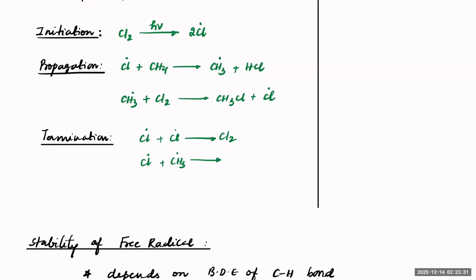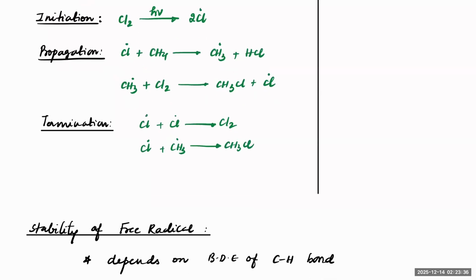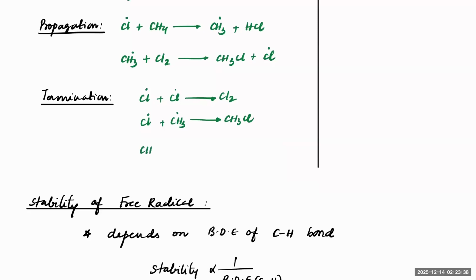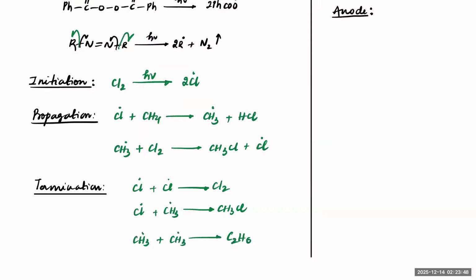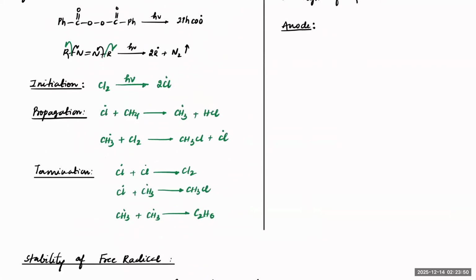This usually takes place when you have less amount of quantity here. Next, CH3 dot plus CH3 dot. So it will become C2H6. So this is the typical initiation, propagation, and termination steps, everybody. Okay.